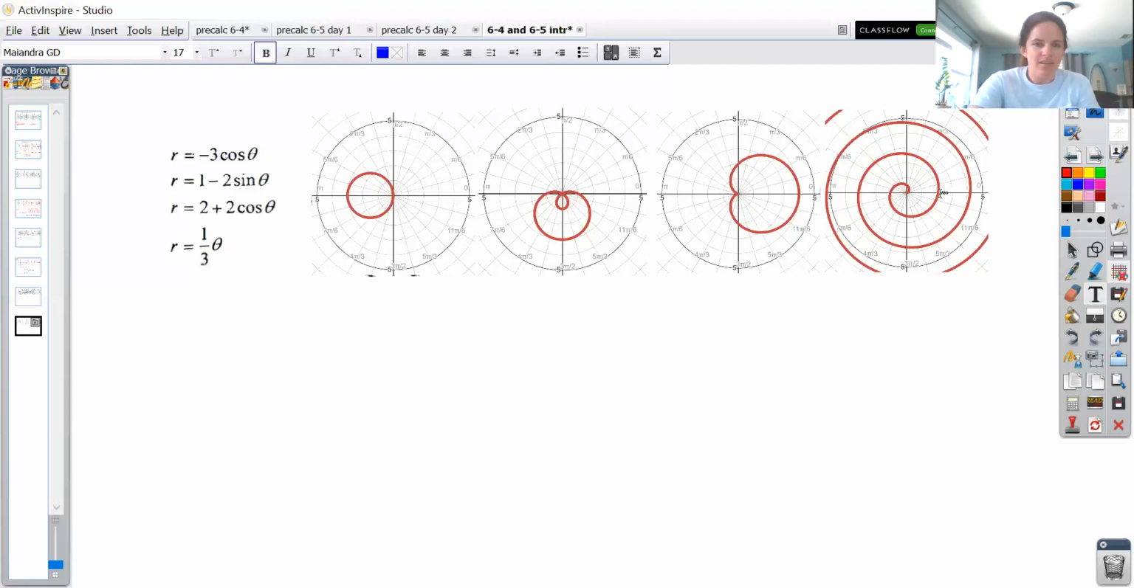So if you're trying to graph that on your calculator to make sure that you can get a graph to match, you would need to go to your window for this one and set your theta max to however many times you want it to go around the circle. So you can set your theta max to 10 pi, and then that would go around the circle 5 times.